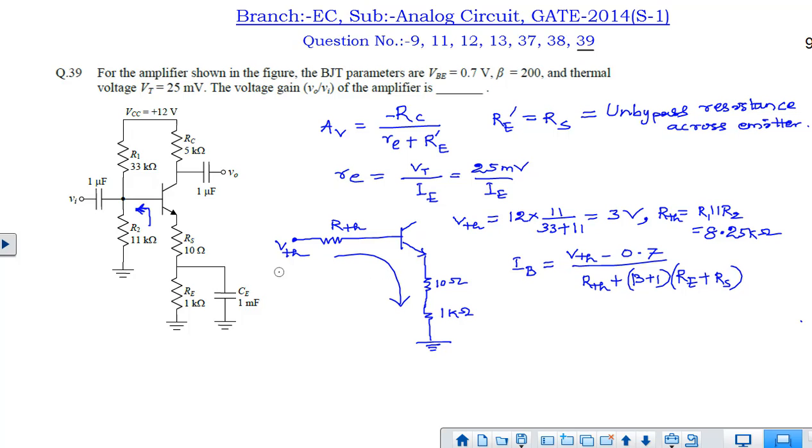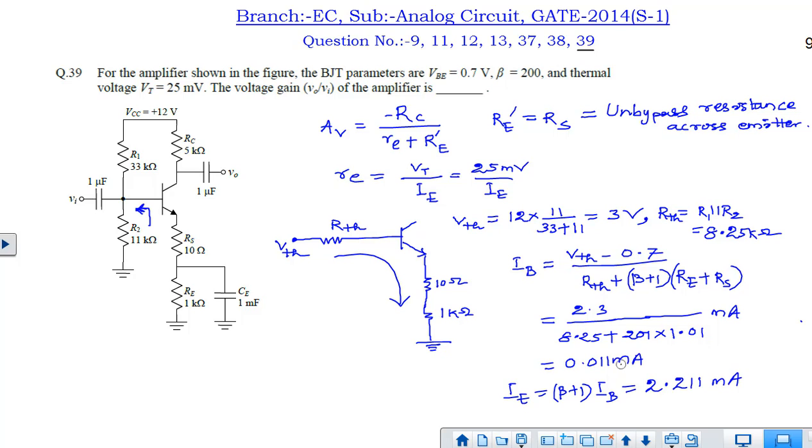Now we can find out the base current IB by applying the KVL across this loop. That is IB equal to Vth minus 0.7 divided by the resistance across this, that is Rth plus beta plus 1 times RE plus RS. Then beta plus 1 times the IB value will give us the emitter current IE, that is 2.211 milliampere. So we got the value of IE, we can substitute here to get the value of re. So re will be 25 by 2.211, that will give us 11.31 ohm.